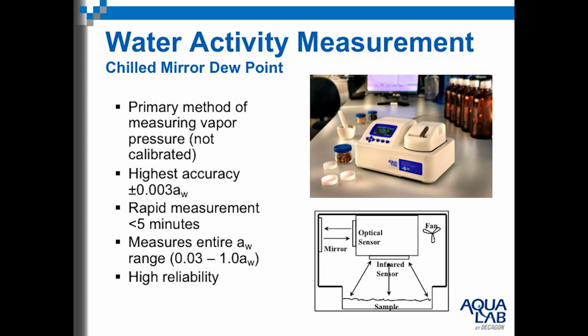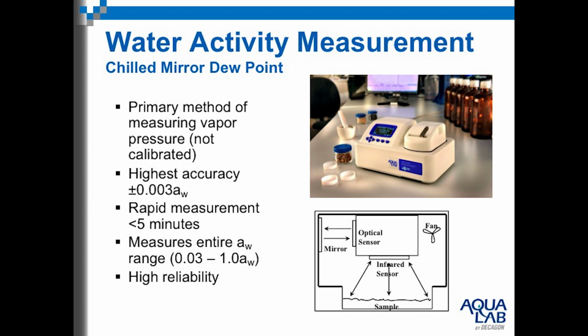The picture you see is the instrument called the Aqualab Series 4TE. This is a primary method for measuring vapor pressure. It's not related to any kind of humidity sensor. It's a direct measurement of the vapor pressure of the headspace above the sample in the chamber, as determined by the dew point temperature of the conditions in the chamber.